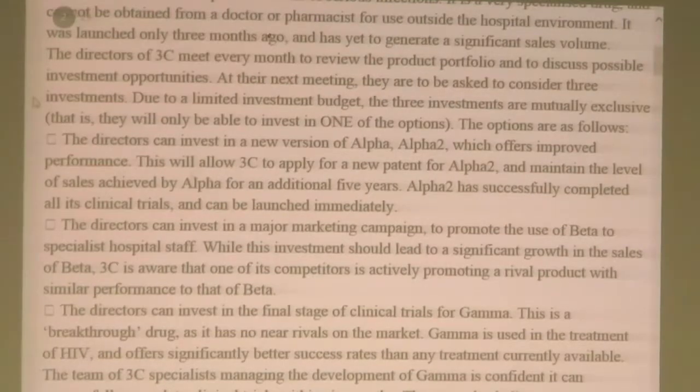At the next meeting, they are to be asked to consider 3 investments due to a limited investment budget. The 3 investments are mutually exclusive. That means you can take only one. We discussed that before. The options are as follows. The directors can invest in a new version of Alpha, Alpha 2, which offers improved performance. This will allow 3C to apply for a new patent for Alpha 2.